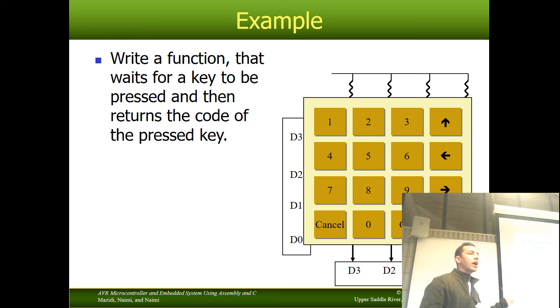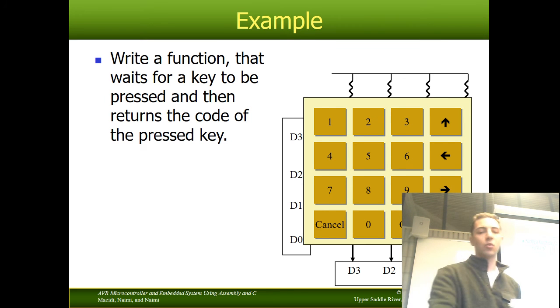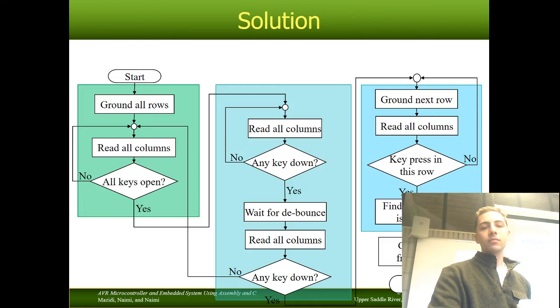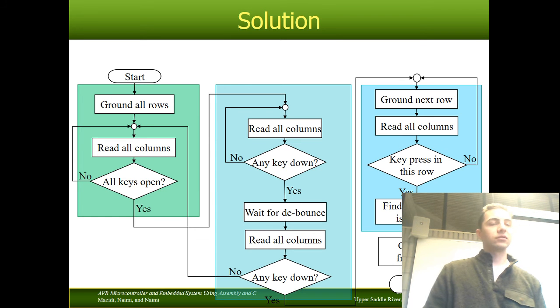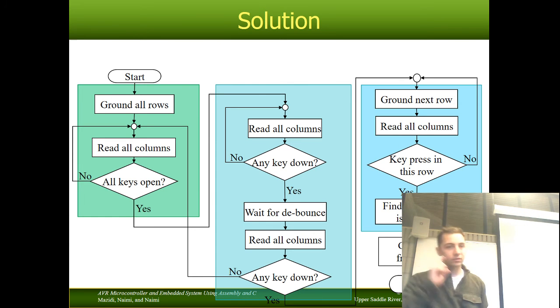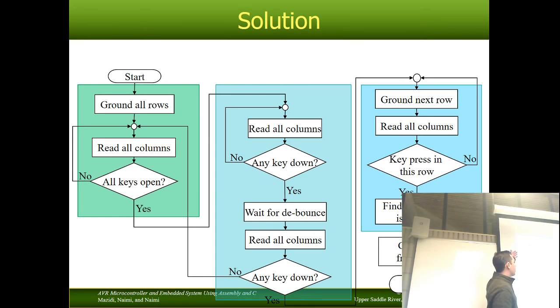So if we want to write a function that's going to deal with this, write a function that waits for a key to be pressed, then returns the code of the key pressed. We have to define what code is, what buttons correspond to what. Here it is. This is how you start. First off, ground all the rows. Read all the columns. Open, meaning all ones. Are all the keys open?